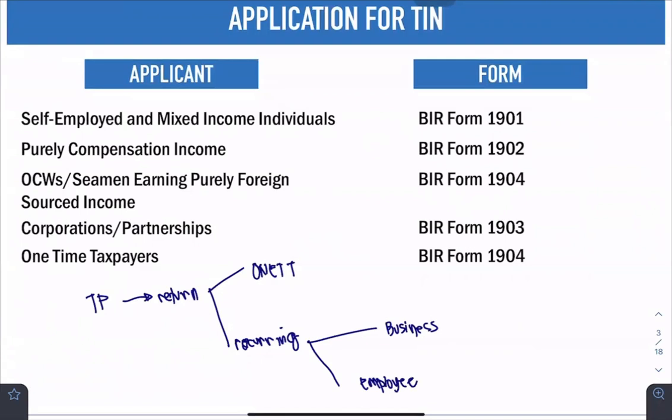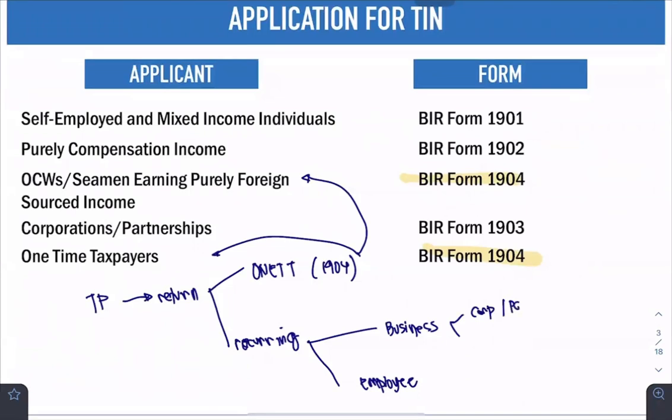Whenever that is an ONET, your registration is BIR form 1904. As you can see here, under 1904, we have your OCWs and your one-time taxpayers. If that is a business, whether it is a corporation or a partnership, or it is self-employed or mixed income individuals, then you use the following forms, 1903 and 1901. And if that is an employee, you use your 1902.